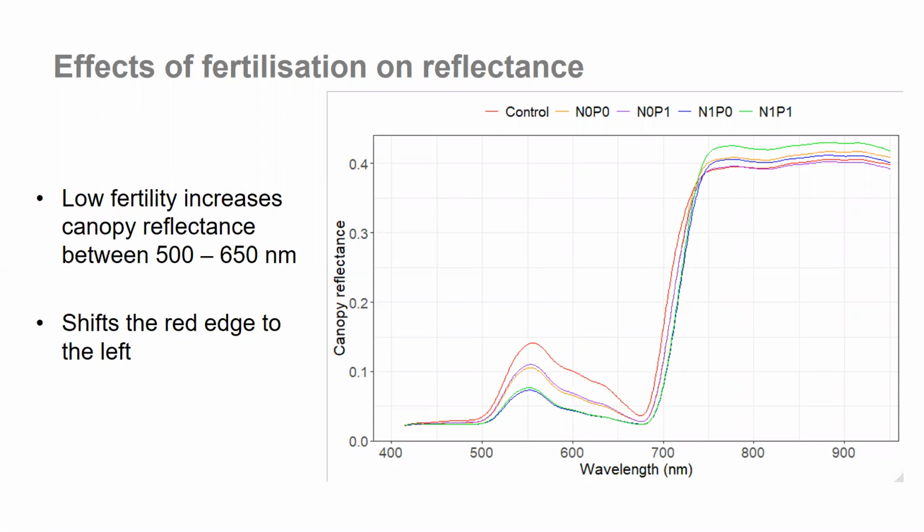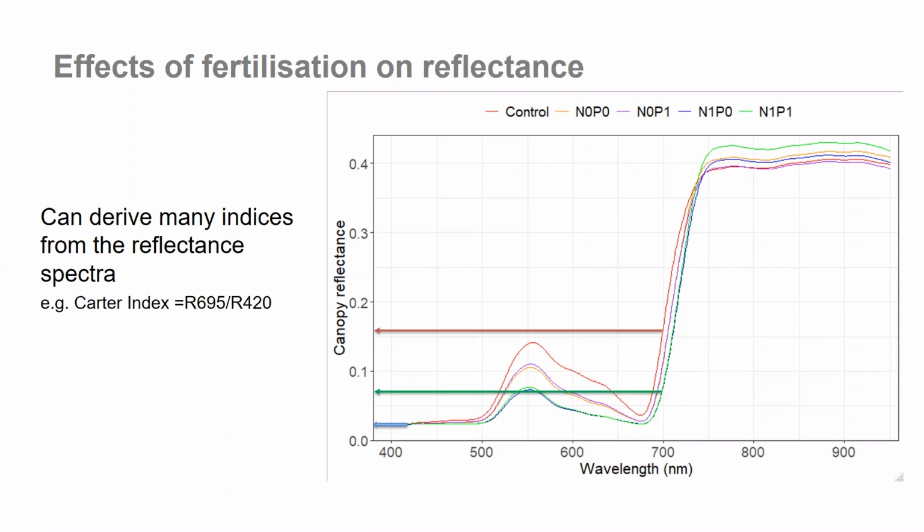Within the invisible wavelengths, there's also a red shift in the red edge, which is the wavelength range from 680 to 750 nanometers. You can clearly see that this leftward shift in the red edge for the control treatments relative to plants subject to high nutrition treatments such as N1P1.